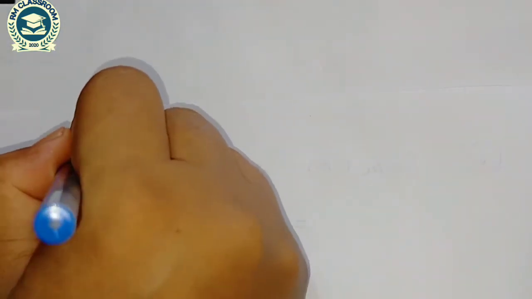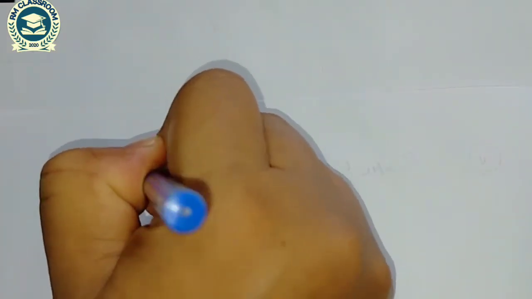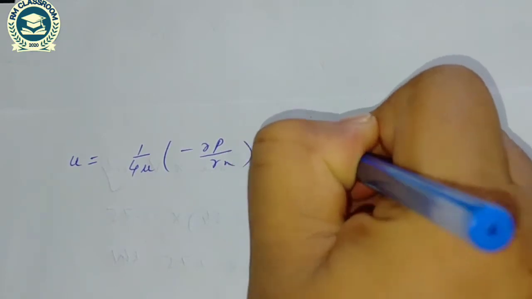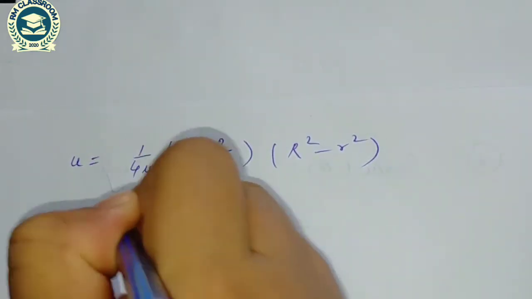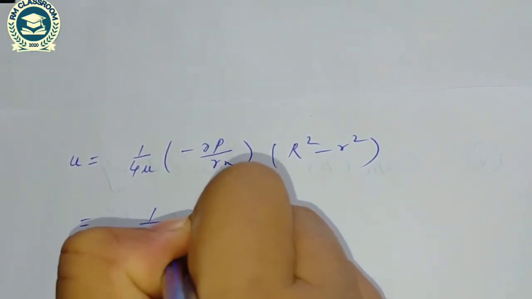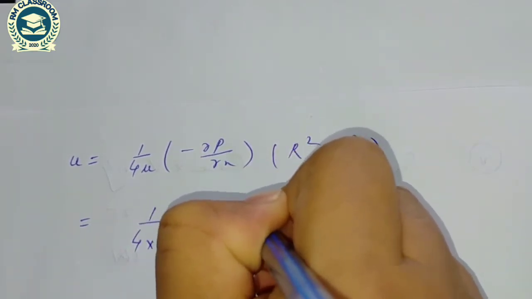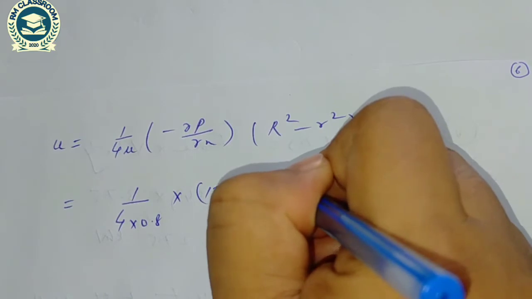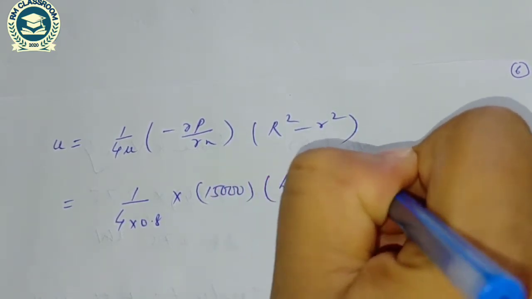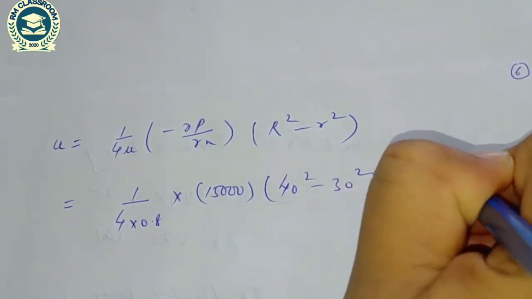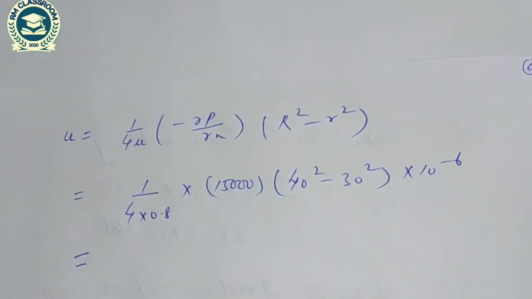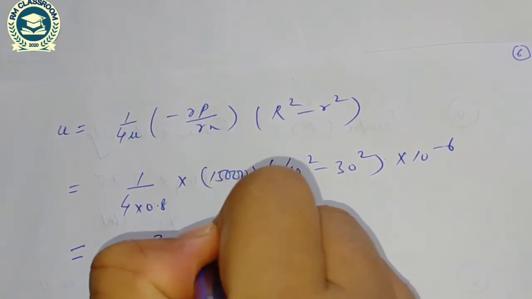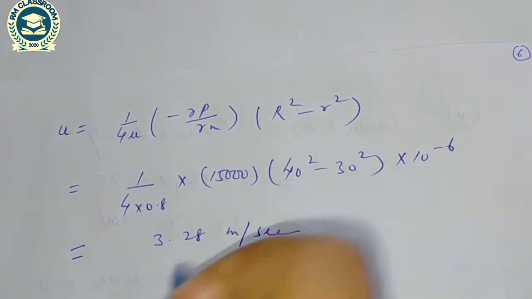So the expression of velocity is 1 by 4 mu minus del p by del x into R square minus small r square. So 1 by 4 into 0.8 into 15,000 into (40 square minus 30 square) into 10 to the power minus 6. So velocity is coming 3.28 meter per second.